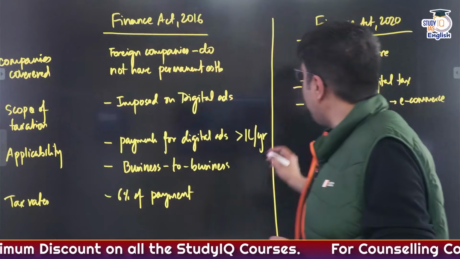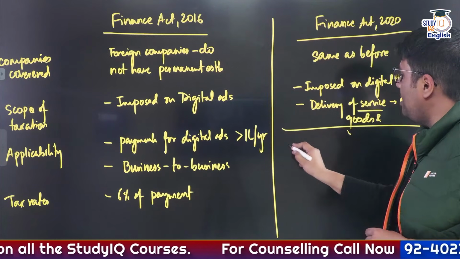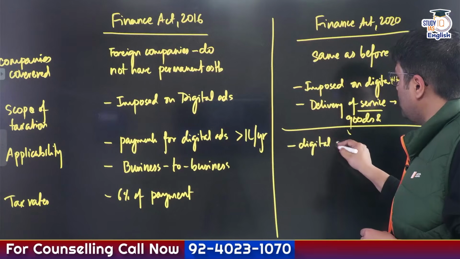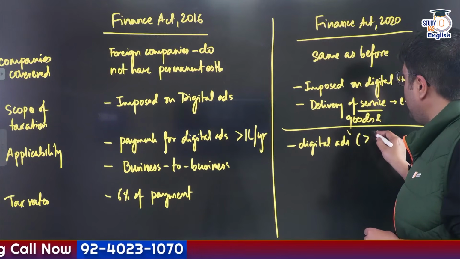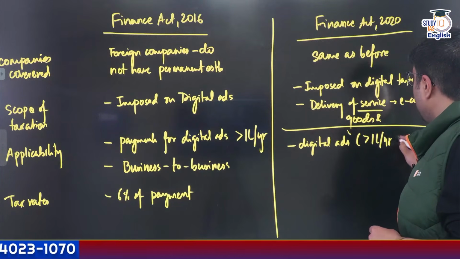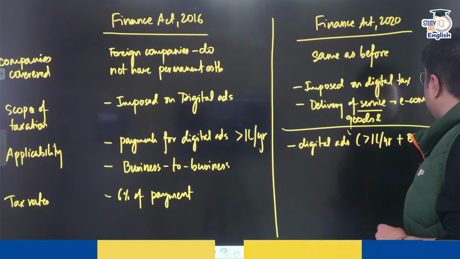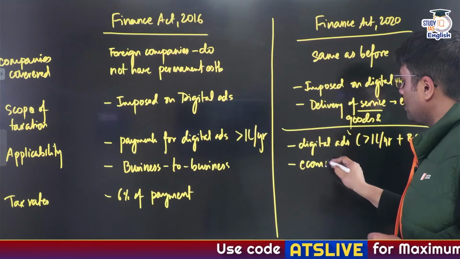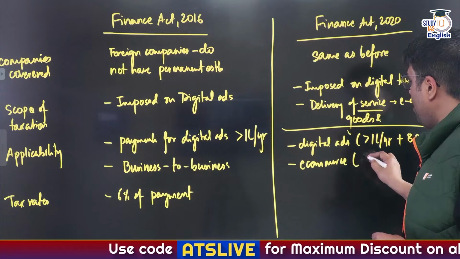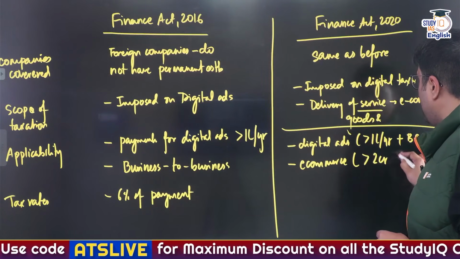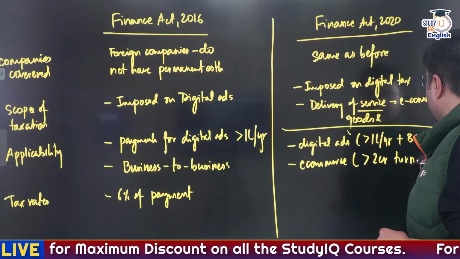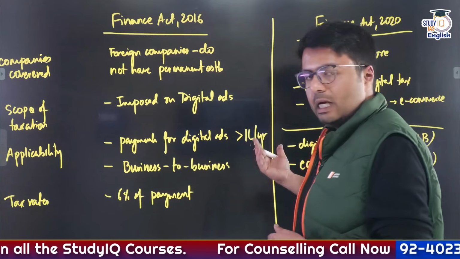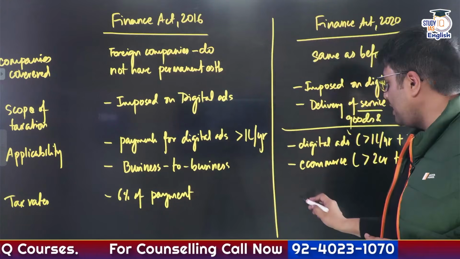Now, what is the applicability? The applicability was the same for digital ads. That is, the digital ads to be taxable have to be more than 1 lakh rupees every year and have to be between business to business. But on e-commerce, any company which has a turnover of more than 2 crore rupees annually will be required to pay the equalization levy. Now the next part comes, the tax rate.